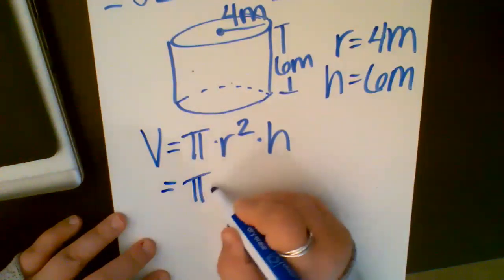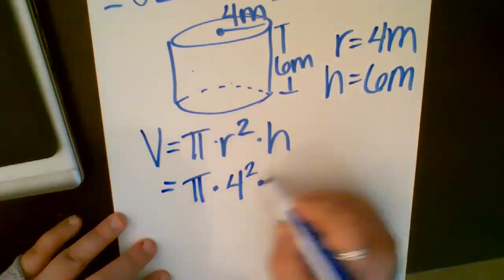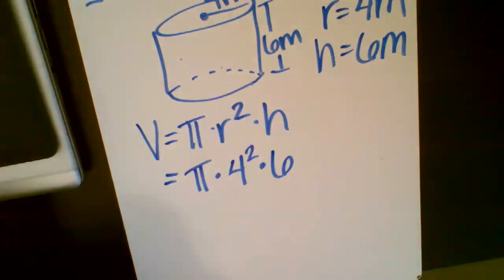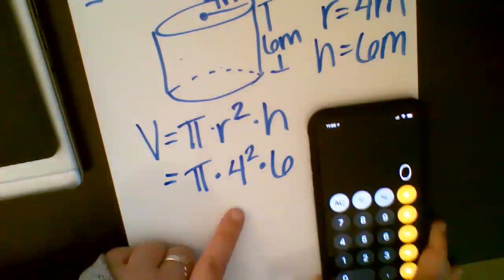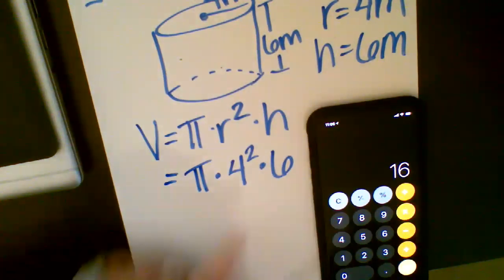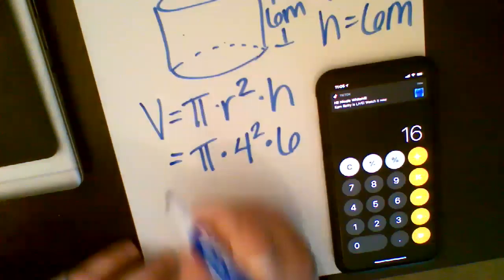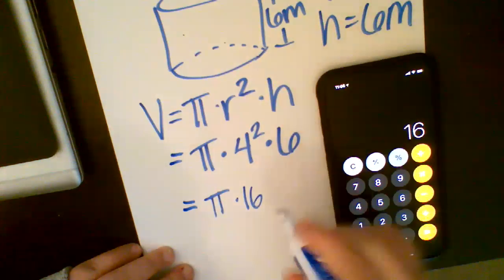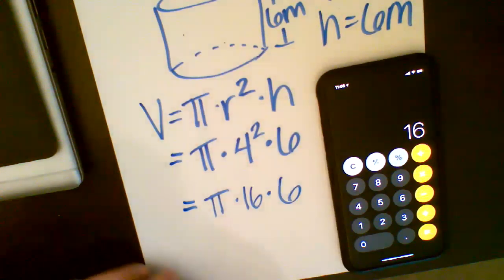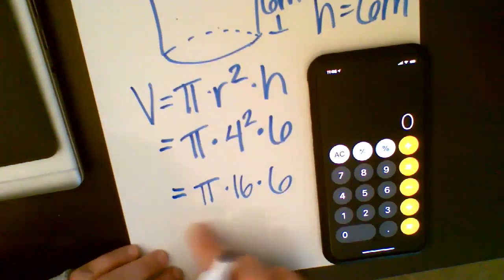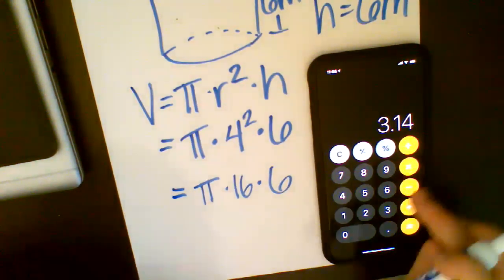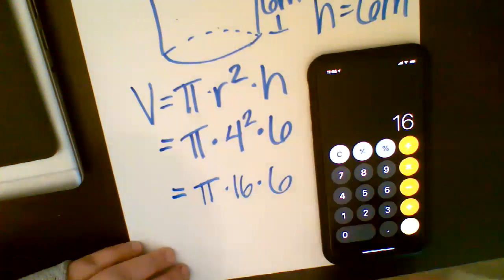So pi is just a number, 4 is our radius, and 6 is our height. So remember PEMDAS, okay? We got to do exponents before multiplication. 4 squared is 4 times 4, not 4 times 2, 4 times 4. So 4 squared becomes 16, okay? And now we just have some multiplication to do from left to right. So remember pi is 3.14 times 16, okay?